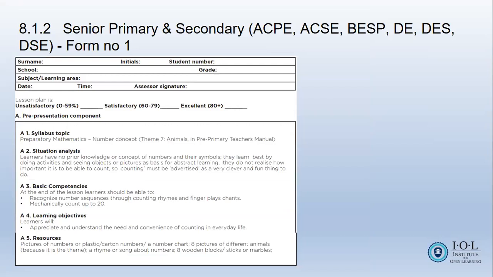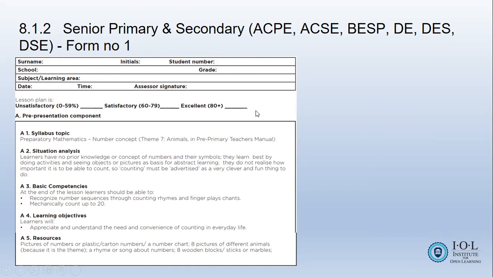So we have the senior primary and the secondary. This is now the form. Look at the appearance of the form, what it looks like. Here we see these are a little bit different, but they also have the top part for the personal details of the student. You need to complete it.